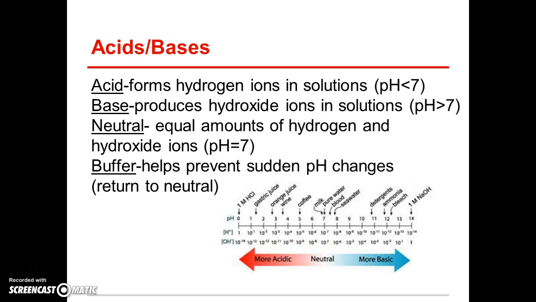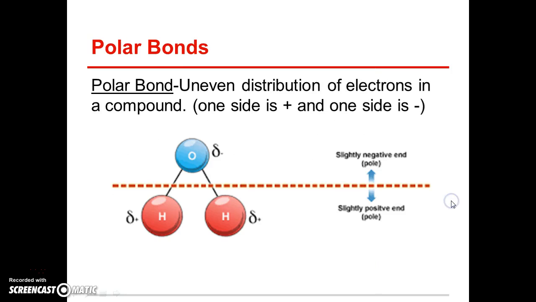So for a buffer, for example, like acid rain, we're learning in earth science, acid rain is going to have what kind of pH value? Hopefully you said a low value, a pH of 5, something like that. You can add a natural buffer like limestone, and it will react with that acid rain and bring it back to a neutral pH. So acid, base, neutral, and buffer.